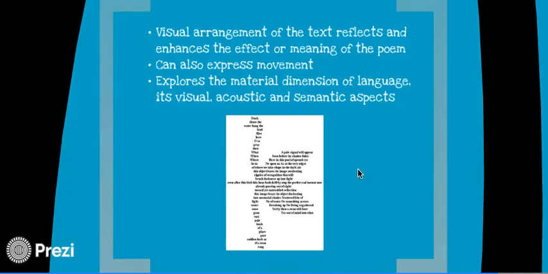So you don't want to put it in just a random shape for no reason. The shape of the poem, the image of the poem, should enhance the meaning of the poem. Okay? But you can use these things to express movement, or to be ironic, or just deepen the dimensions of the poem. Okay? All right, moving on to the next poem.